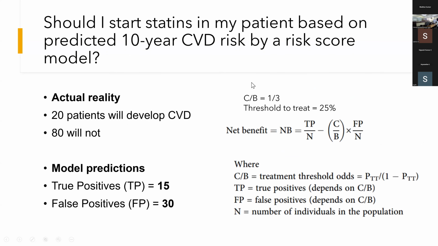So we'll be doing one practical example of calculating net benefit for a machine learning model. The question here would be, should I start a statin for a patient based on a predicted 10-year CVD score as estimated by a machine learning algorithm as compared to the Framingham risk score? Say, for example, in reality, when following up the patients for 10 years, 20 patients develop cardiovascular disease and 80% of the participants do not develop cardiovascular disease. And our machine learning model had a true positive of 15 and a false positive of 30. We'll assume the threshold to treat to be 25%, which will give a C by B of 1 by 3. What do you think would be the net benefit of doing this test? Would someone like to calculate and tell the value?